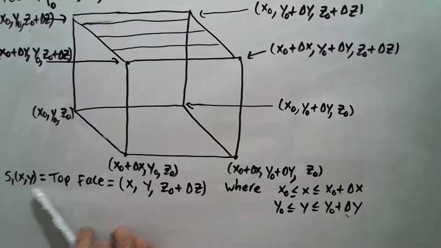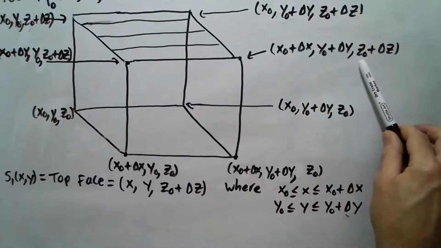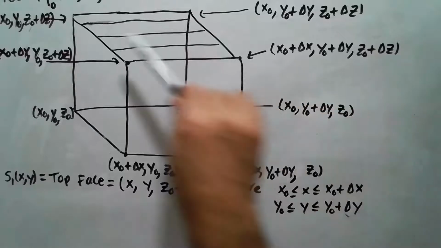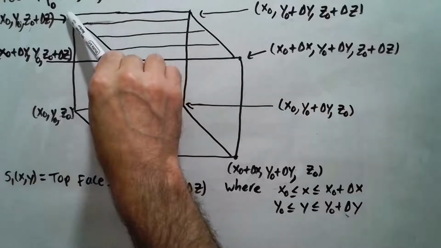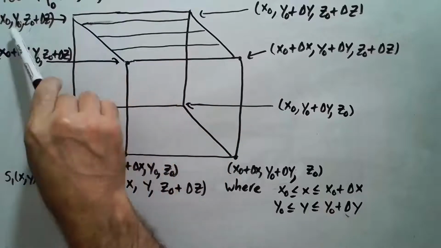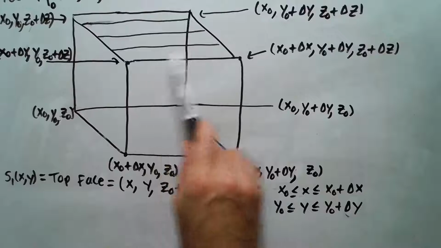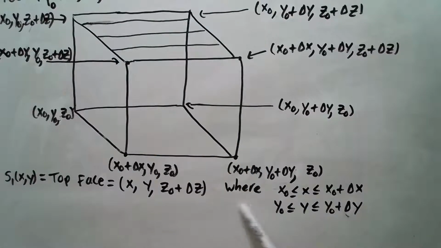So parameterizing the top face would be x, comma y, comma z0 plus delta z, where the x goes between x0 and x0 plus delta x, and the y goes between y0 and y0 plus delta y. Again, since you're on a top face, the z value is fixed at z0 plus delta z, and the x can range from x0 all the way to x0 plus delta x, and the y can range from y0 all the way to y0 plus delta y. I'll pick up all the points in here. Okay, so that's how you parameterize the top face.